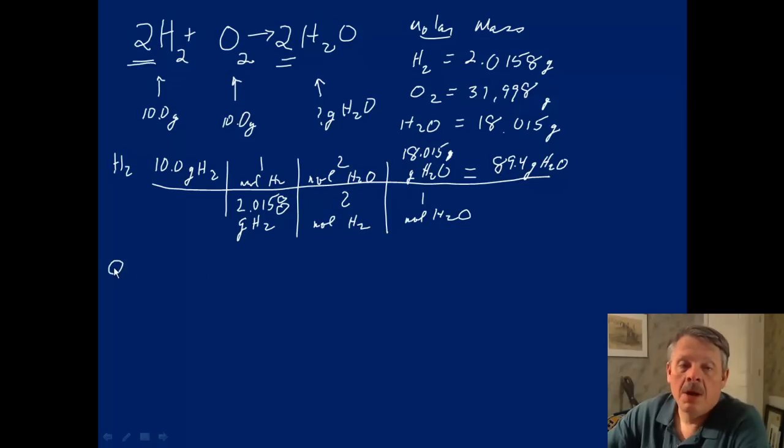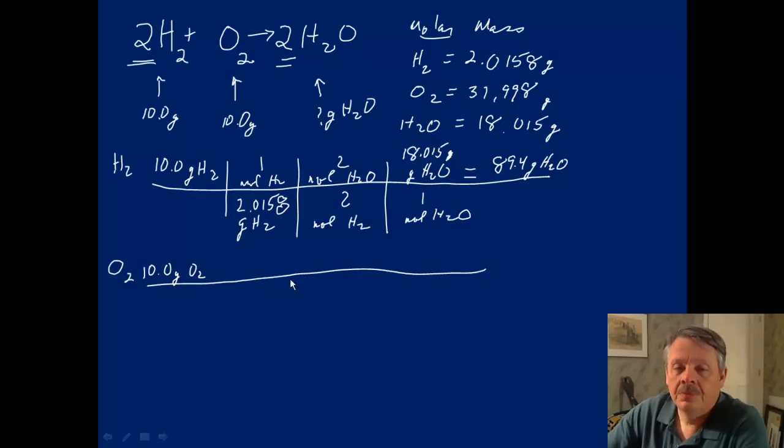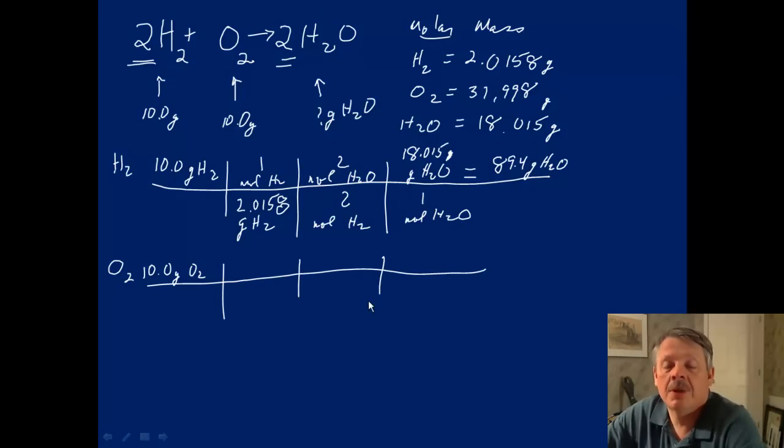Right. What about oxygen? Well, oxygen is also starting out with 10.0 grams of O2. All right, your turn. Pause the video. See if you can convert from grams of oxygen to grams of water. Give it a shot.